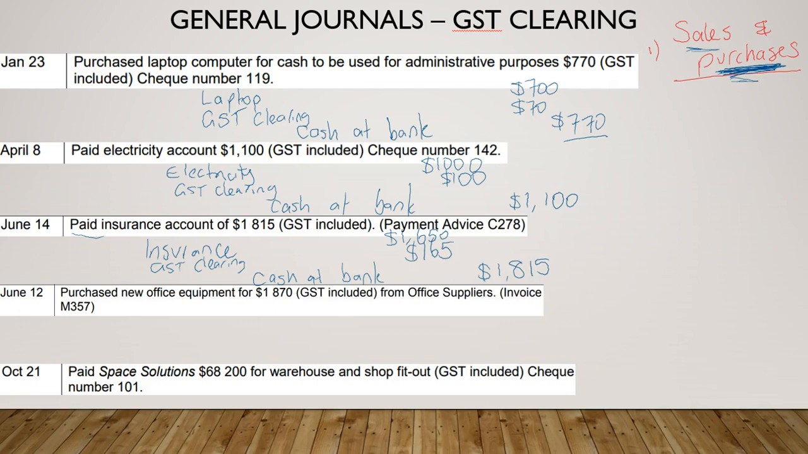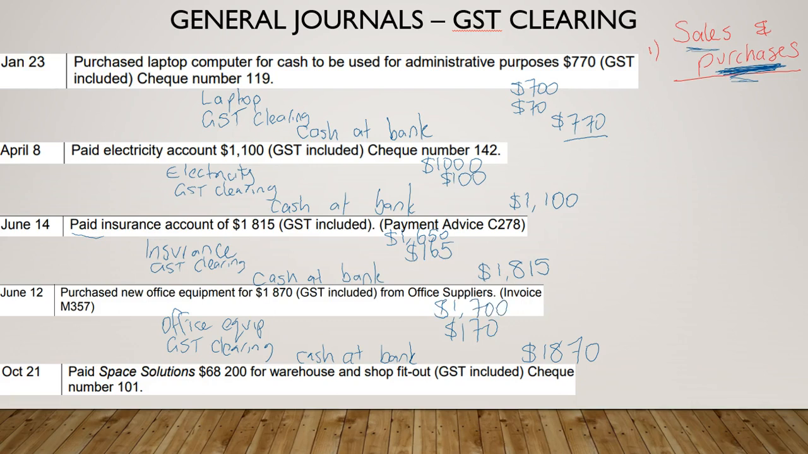So this new office equipment, again, very, very similar. Our office equipment is an asset going up. GST clearing goes on all purchases or sales. Cash at bank will be over here. I'm actually going to need my calculator for this one. 1872. So my GST is 170, which makes my amount 1,700.